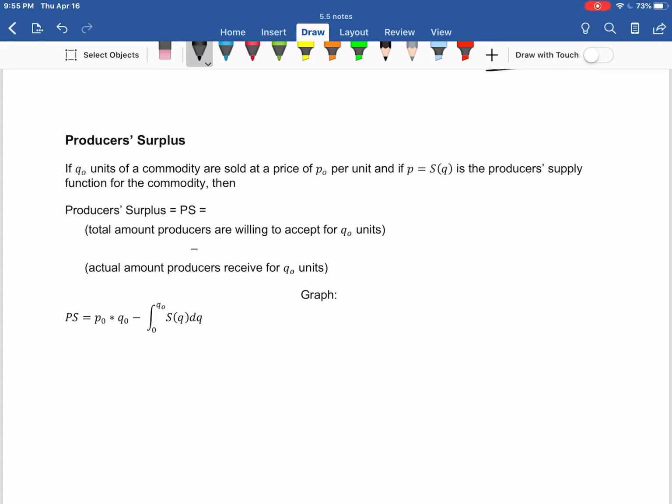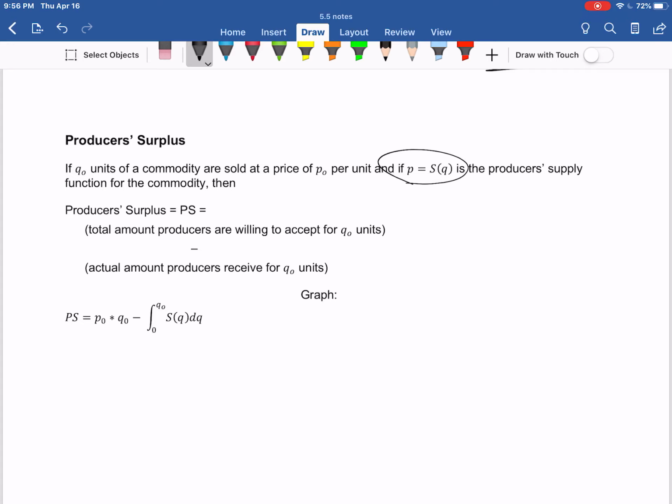So in this case, once again, we have Q units of a commodity that were sold at a price P naught per unit. P is equal to your supply function now. Remember how consumer surplus worked with demand? Well, producer's surplus works with supply, okay? That's your producer's supply function. That's the price they're willing to supply that quantity of units.